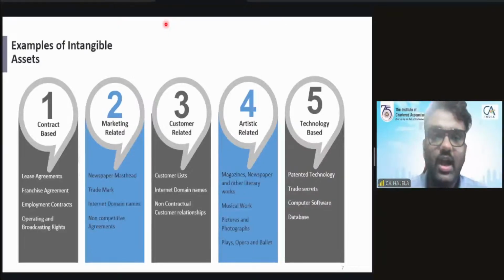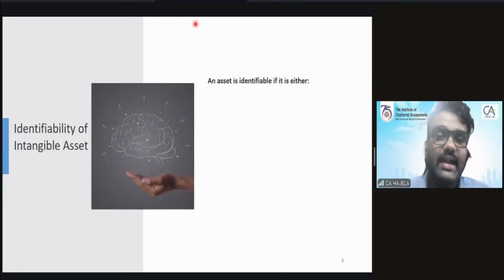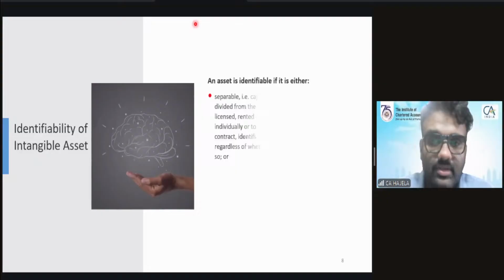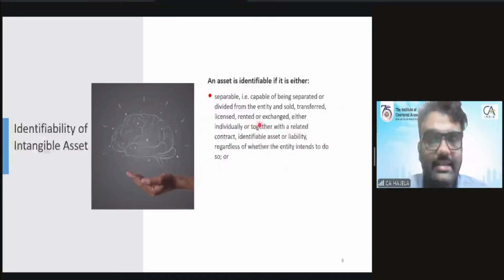Now let us understand how an intangible asset needs to be identified. Again, what are the characteristics? Or when can I say that this intangible asset deserves a place in my financial statements? I can capitalize this, right? It is separable. So this is one key characteristic, that it is capable of being separated or divided from the entity and sold, transferred, licensed, rented, or exchanged either individually or together with a related contract, identifiable asset or liability, regardless of whether the entity intends to do so.